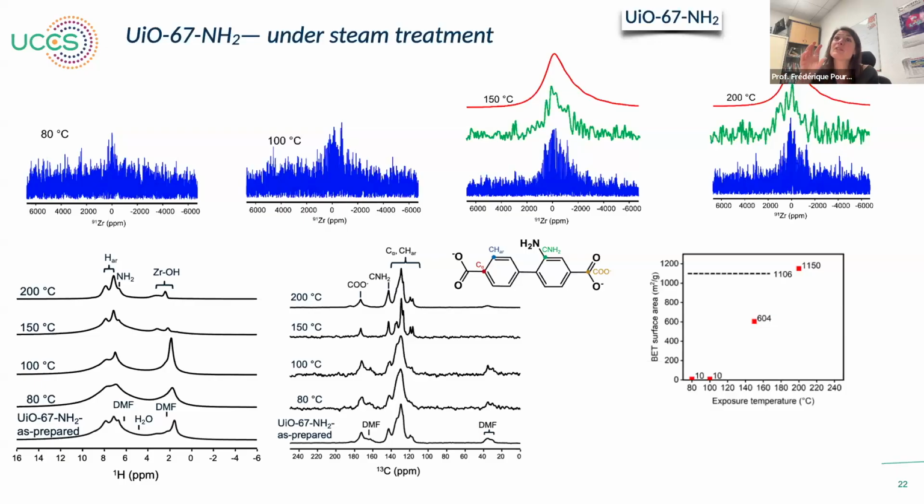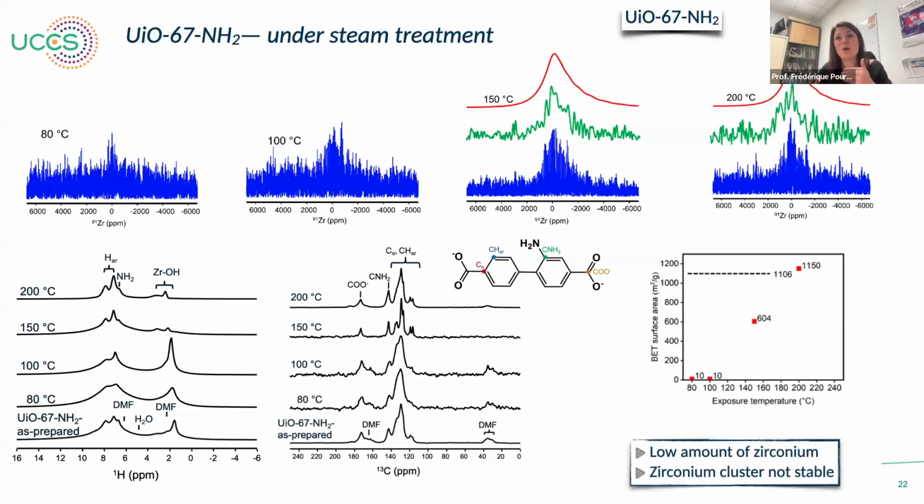Anyway, the comparison between the signal to noise of the UiO-67 NH2 and the other samples is really important, because you can see that it's very low for the UiO-67 NH2. And the reason could also be that you have a lower amount of zirconium in the samples, since the linker is bigger.